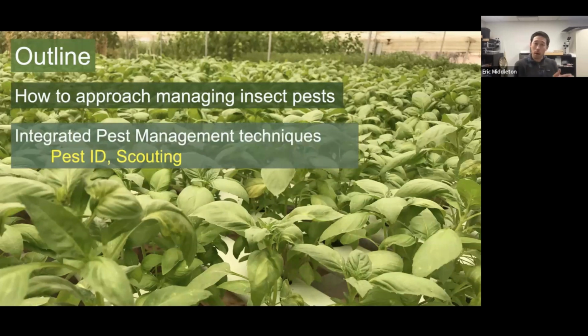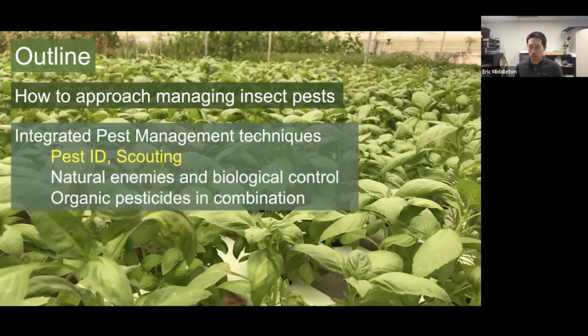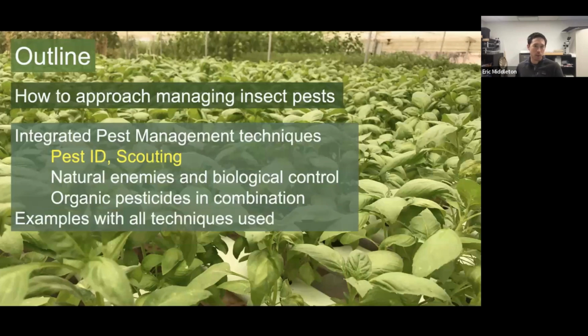I'll be spending a bit more time on pest ID and scouting because I feel that's really the bedrock of integrated pest management. And there's a couple very useful tools and techniques that I would like to introduce people to if they're not aware of them. We'll then talk about other parts of IPM, cultural control, natural enemies, biocontrol, and also a little bit about how to use organic pesticides in combination with other things. And then at the end, we'll finish up with some examples of all these techniques being used together.